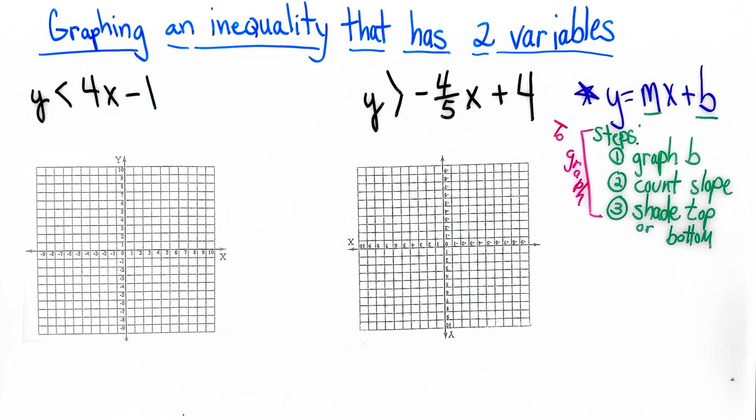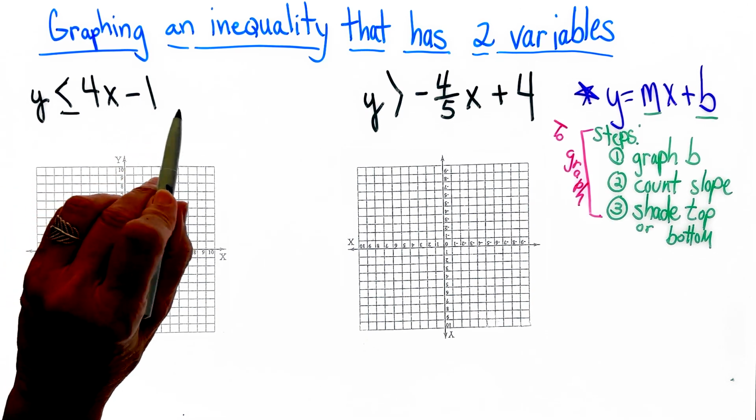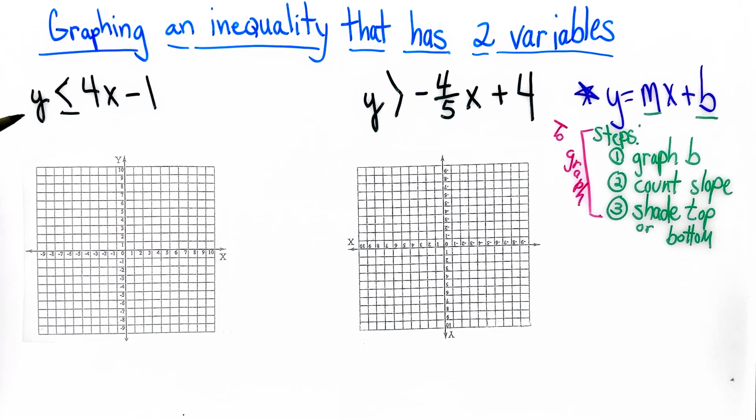Looking at the very first inequality, I think I'll make that y is less than or equal to 4x minus 1. So when I am graphing the less than or equal to right here, I know that the line that I am going to be drawing is going to be a solid line. And this is my little clue. So let's begin with following the steps that we have there for how to graph an equation, and then last but not least, the inequality.